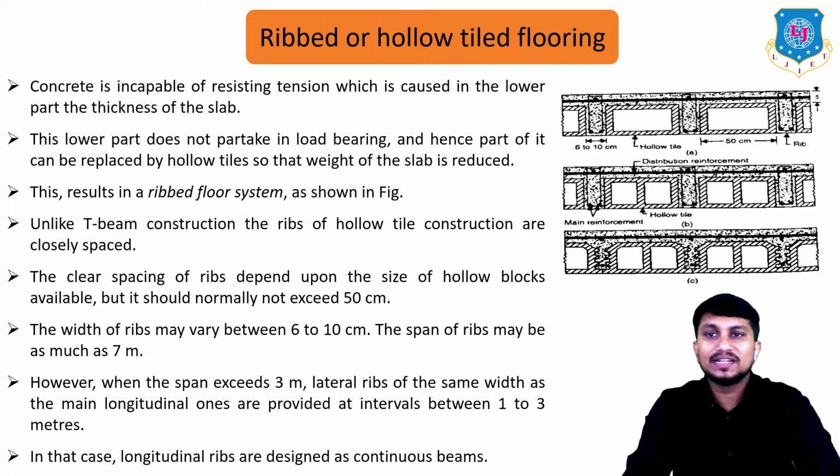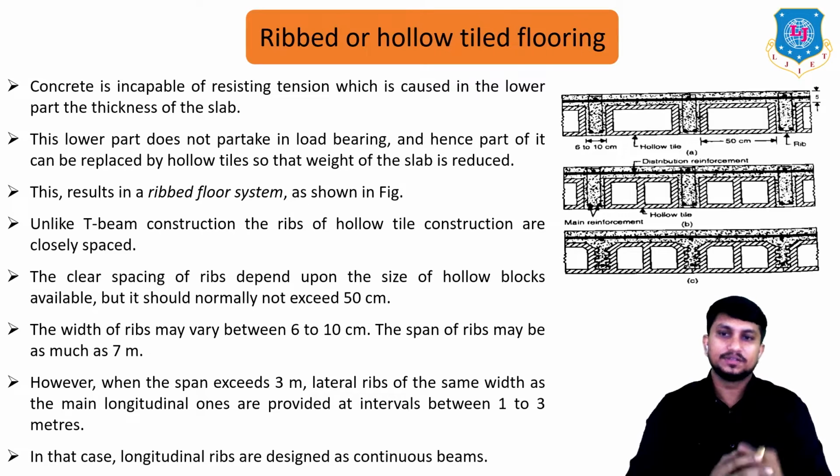You all know concrete is incapable of resisting tension, which is caused in the lower part of the thickness of the slab. Okay, this lower part does not participate in load bearing, and hence part of it can be replaced by hollow tiles so that the weight of the slab can be reduced. This results in a rib floor system as shown in the figure.